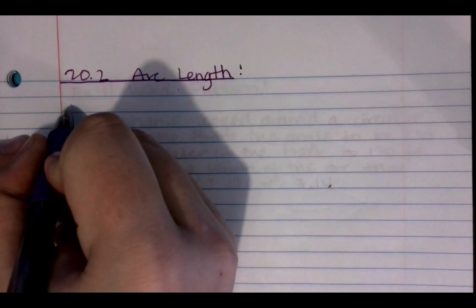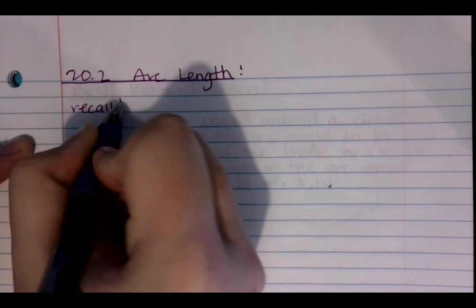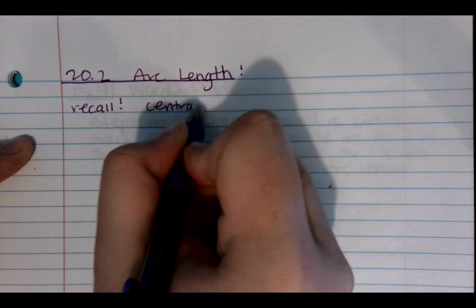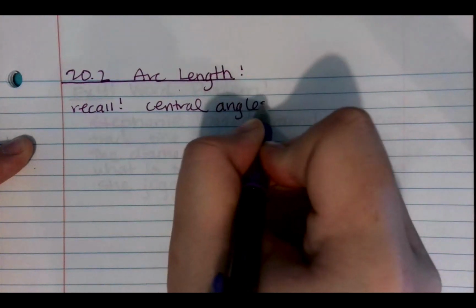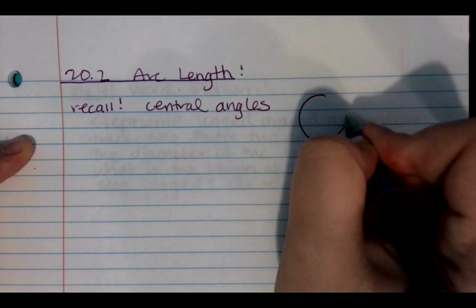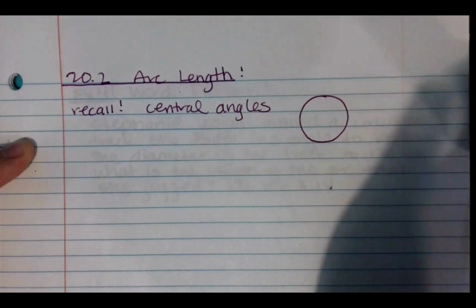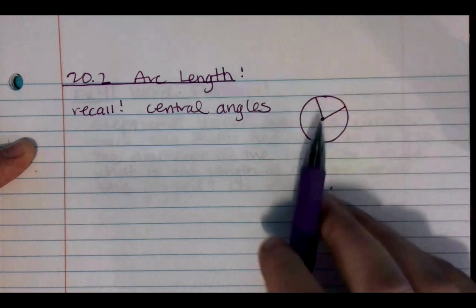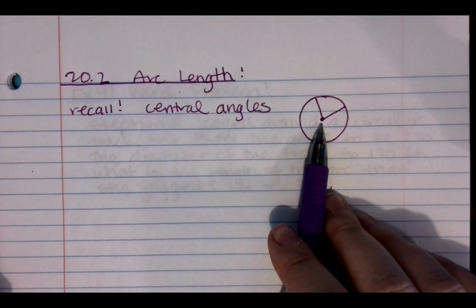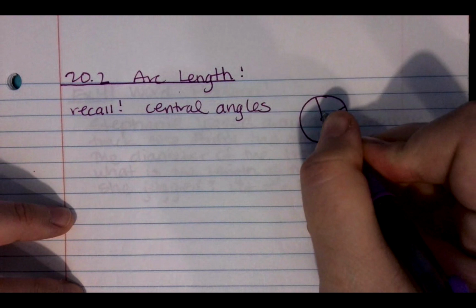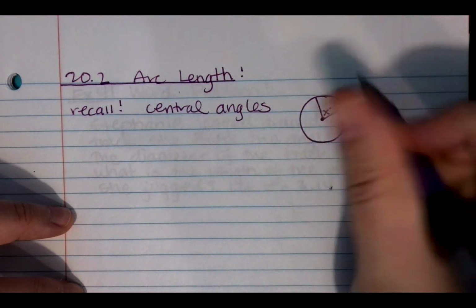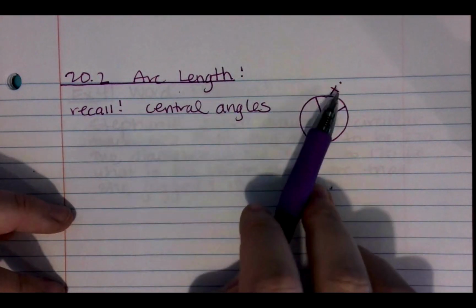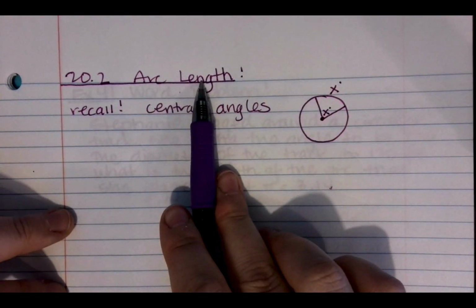Before we do anything, I just want to go ahead and recall 2 different things. We're going to recall that you guys learned about central angles. So a central angle is when we had a circle, and we have an angle here that's starting in the center of the circle. If we have that, we know that whatever degree this angle is, this arc degree is also the same. Now, this arc degree is different than an arc length. I'll get to that in 1 second.